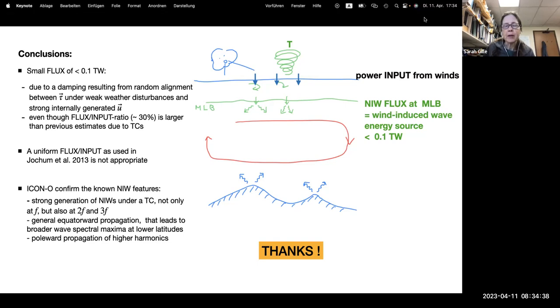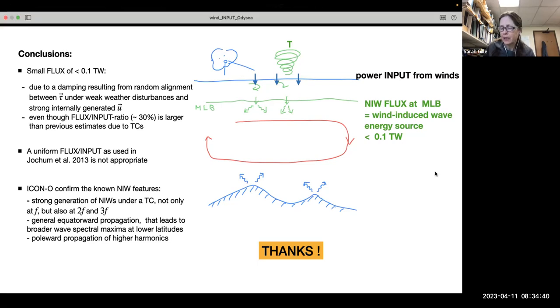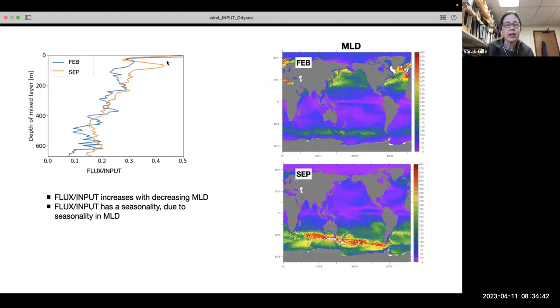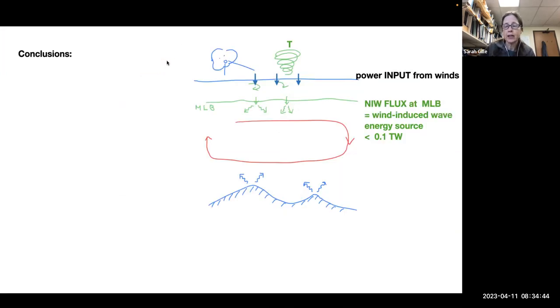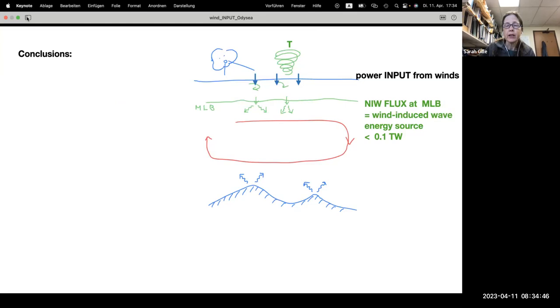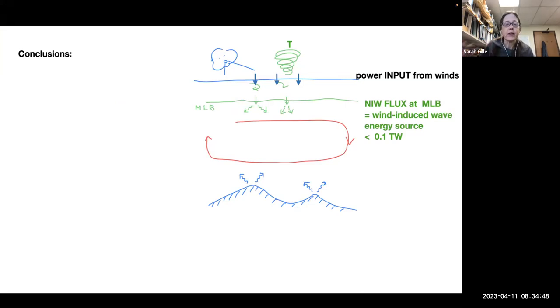So maybe while people are thinking about questions, I'll ask one to get started. I'm just curious, you show that tropical storms are a really big force in this model. What fraction of the overall energy input is coming out of extreme events like tropical storms?